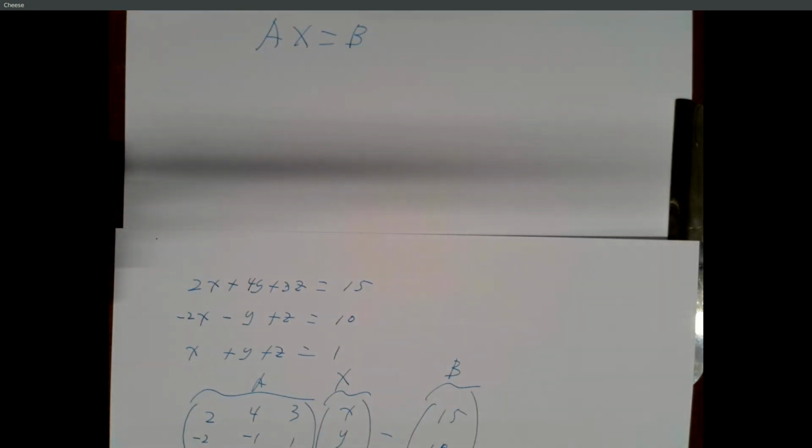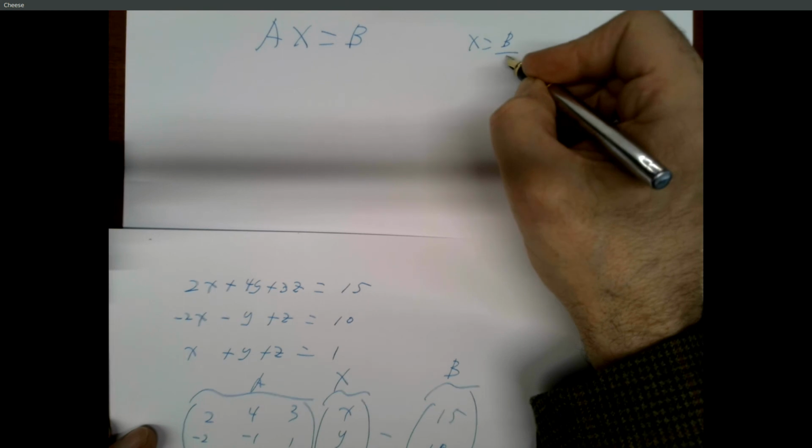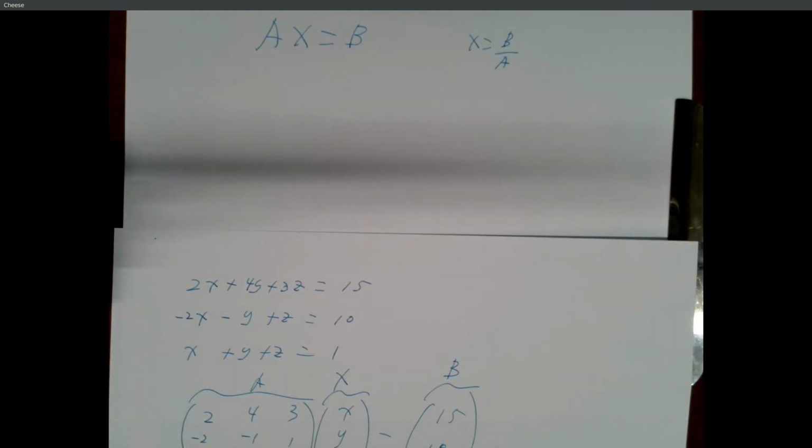Well, if A and X and B are real numbers, this is easy, right? X is just equal to B divided by A. Here's the bummer. We don't have division for matrices. Not defined. But we do have something almost as good. We have an inverse, but not always.